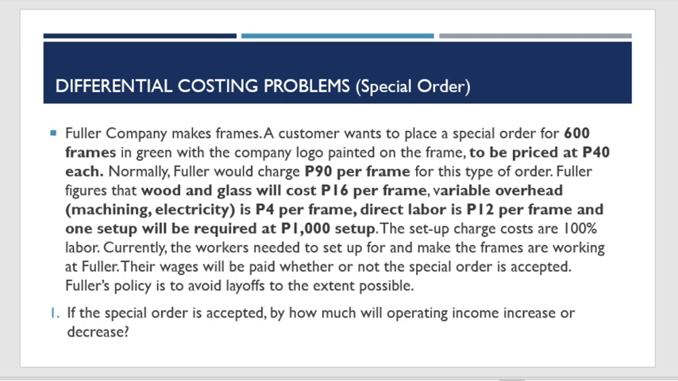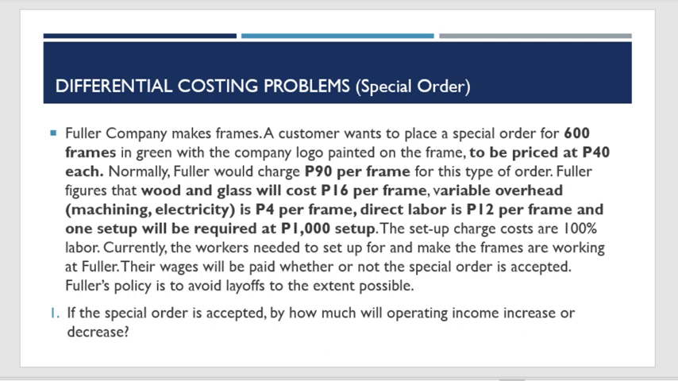So, kuhanin mo yung relevant cost in accepting the special order, I mean. So, ang additional revenue mo po dyan is yung 40 pesos times 600. Diba? Kasi yun yung ibabayad sa iyo. Ang additional cost mo po dyan is yung wood and glass na 16 per frame, variable overhead 4, and kasama ba itong direct labor?